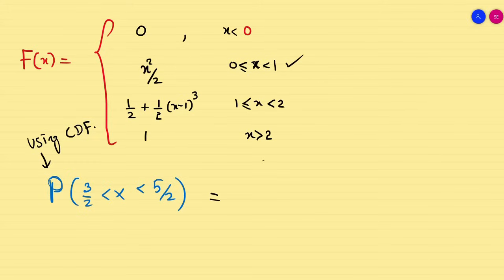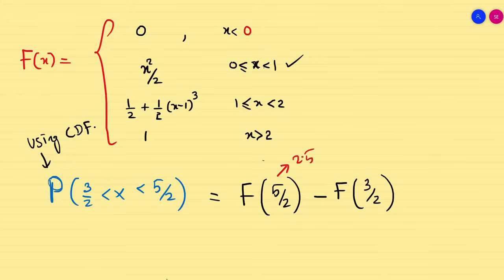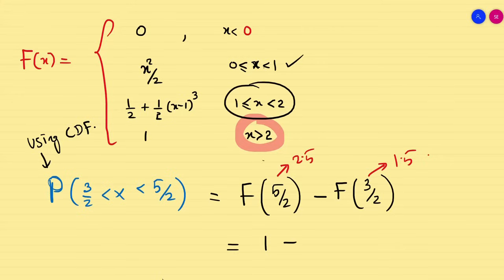So we have already given the result. You can check the material. So if this is the case, it's going to be f of 5 by 2 minus f of 3 by 2. So 5 by 2 is going to be 2.5 and 3 by 2 is going to be 1.5. So when x is greater than 2, according to our problem, it's going to be 1. Now x is 1.5, so between 1 and 2 it lies.